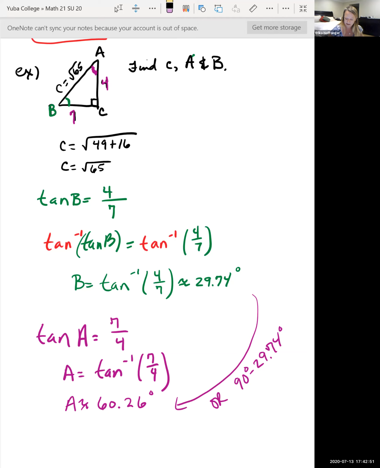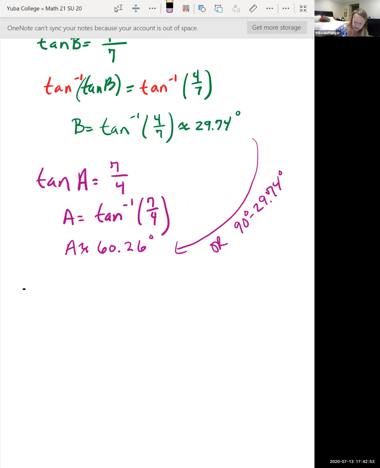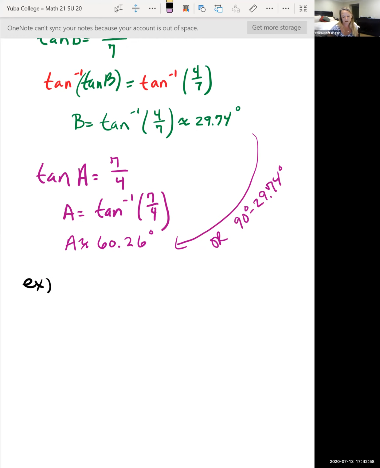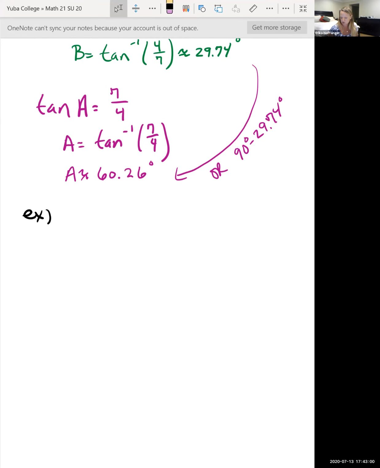Okay, so let's look at a couple word problems using these. So read through the word problem. Sometimes drawing a picture is really helpful. And then put in all the pieces that you know or equations that we know that will help us solve. So let me first just read through the problem, and then we'll start writing down some of the information.